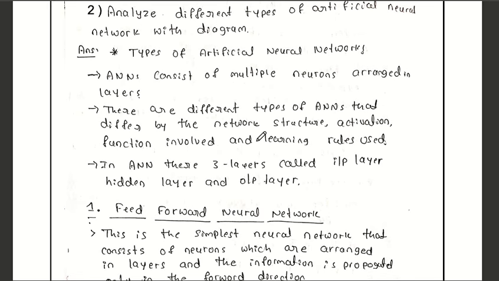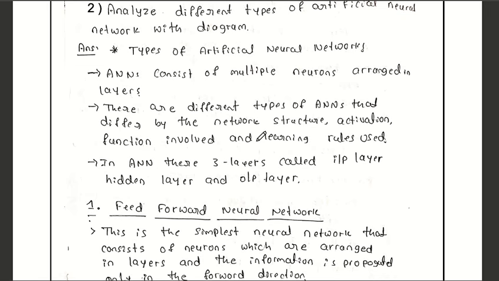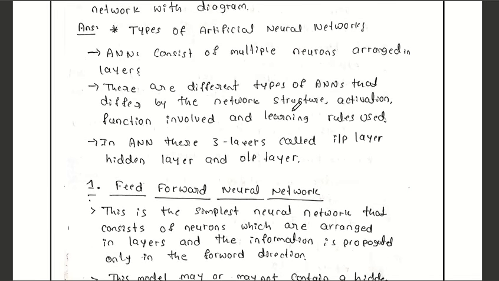Okay, so let's see the second question. Analyze the different types of artificial neural networks with the diagram. So the types of artificial neural networks, there are four types. Before that, this artificial neural network consists of multiple neurons arranged in layers. Okay, that theory content is there.